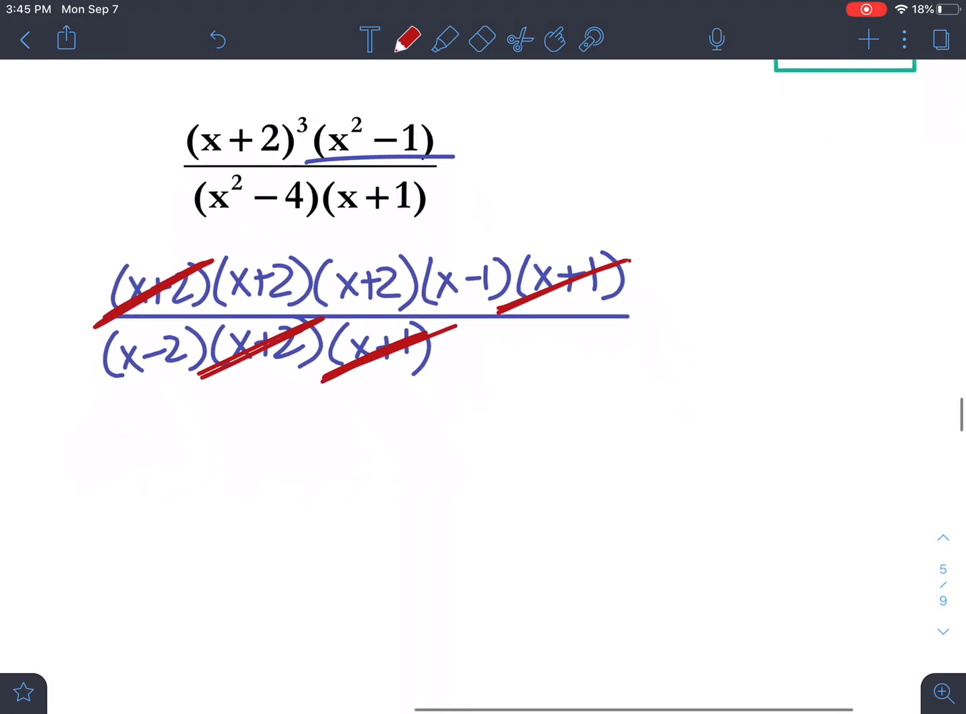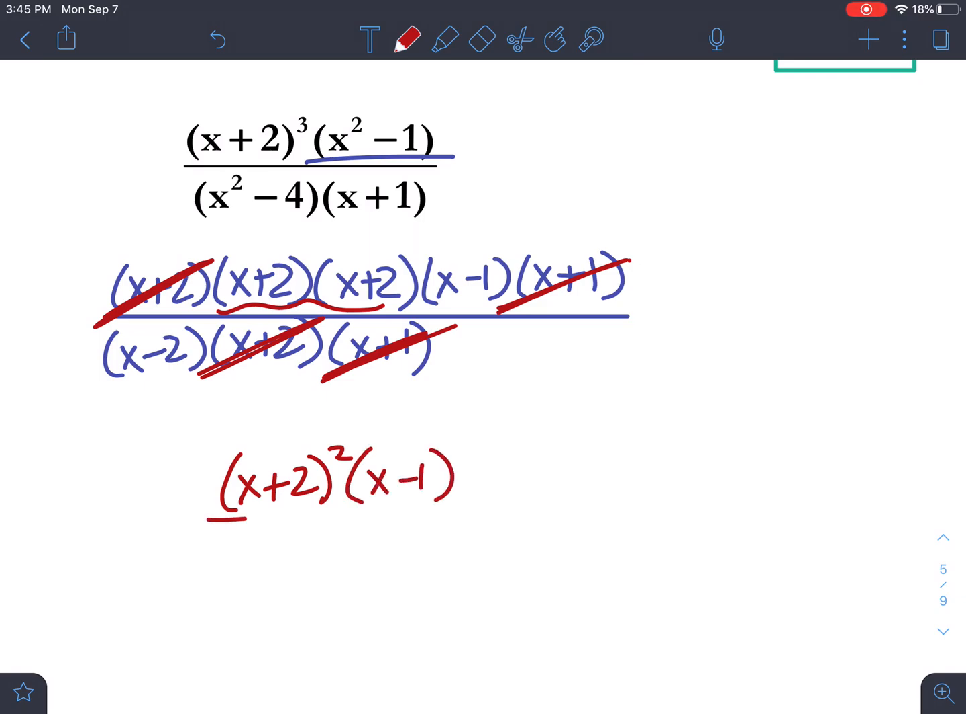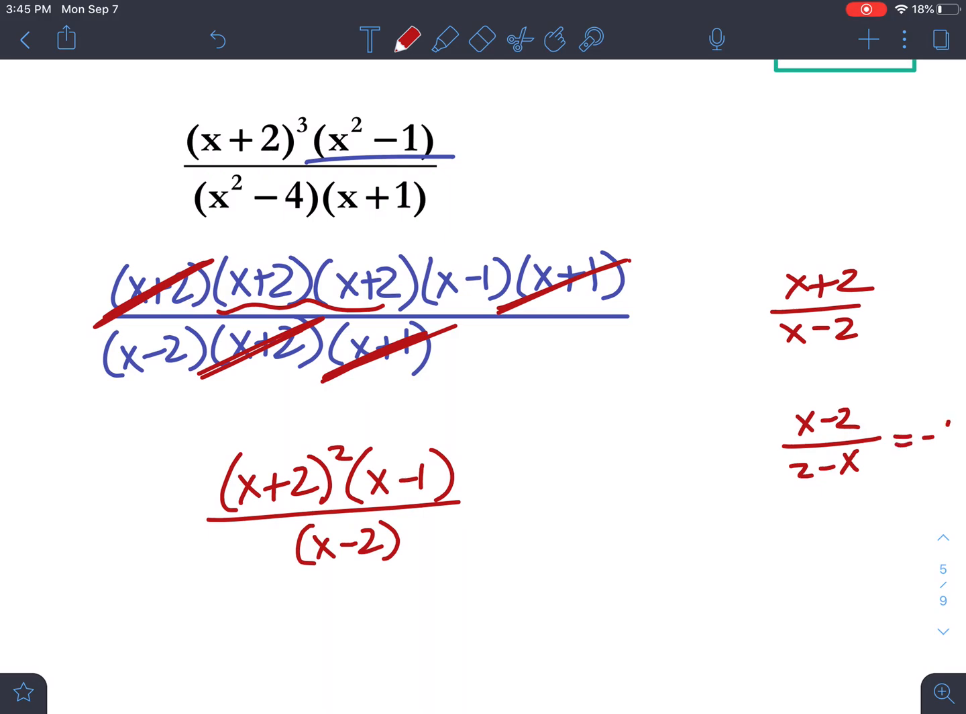So numerator, I have 2x plus 2. So I could either write it as it is. I could be a little fancy and write that as x plus 2 squared. And I have x minus 1 over an x minus 2. Again, nothing else can cancel. X plus 2 over x minus 2 cannot cancel. X minus 2 over 2 minus x cancels to negative 1. So that's the slight difference there, so be careful.